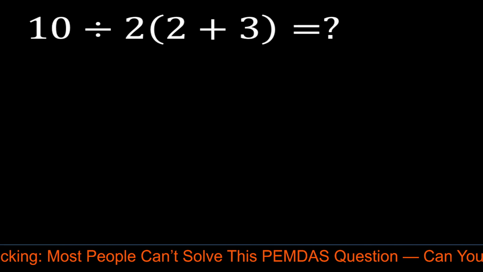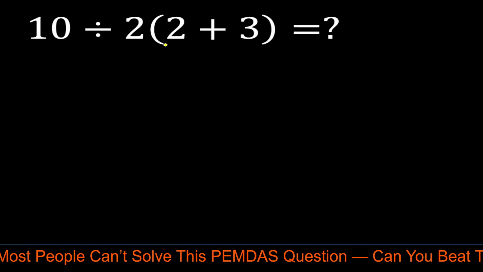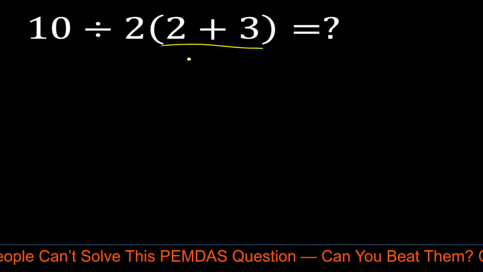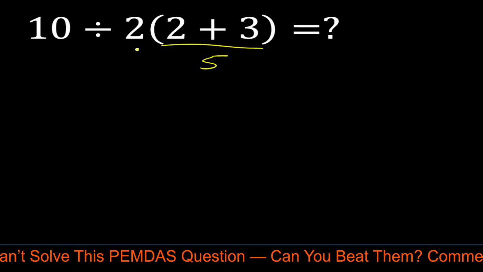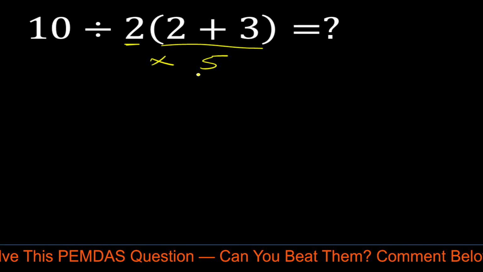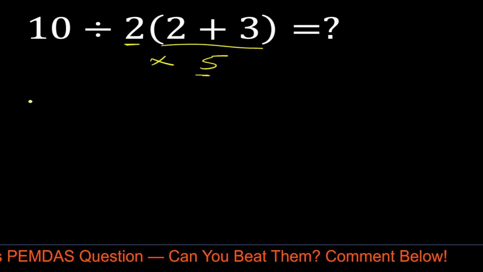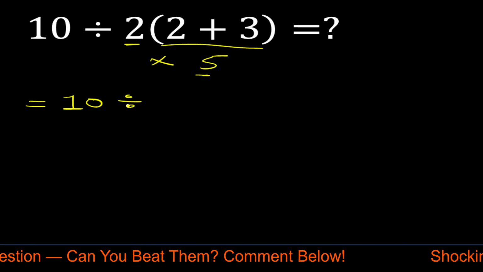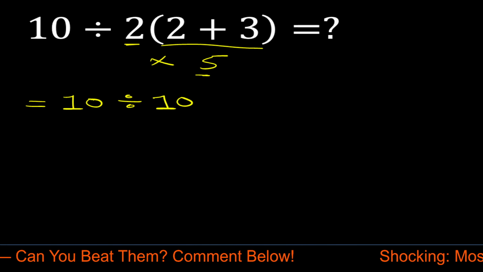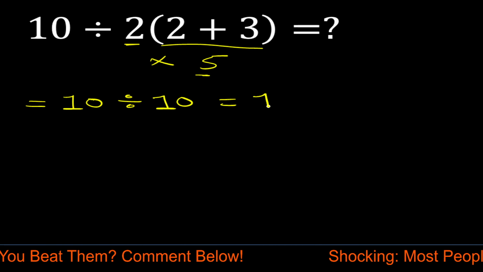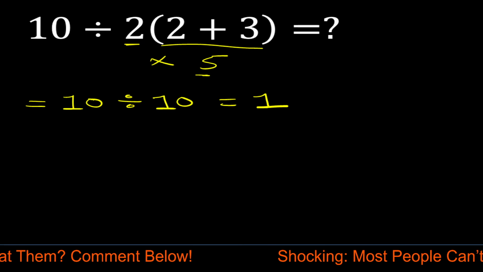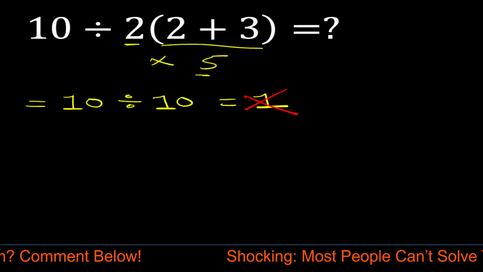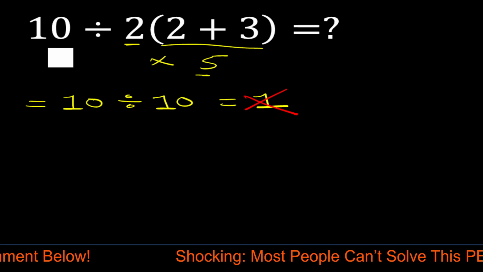So most people solve this question like 2 plus 3 is equal to 5, right? Now 2 times 5 is equal to 10. So now 10 divided by 10. So 10 divided by 10 is equal to 1, right? But this answer is not correct. This answer is completely wrong.